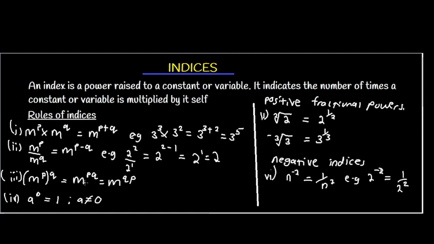Then we have the zero index. Whenever we get the zero index, it will give us a 1, provided that our base is not equal to 0. So these are positive fractional powers, and then these are negative indices.